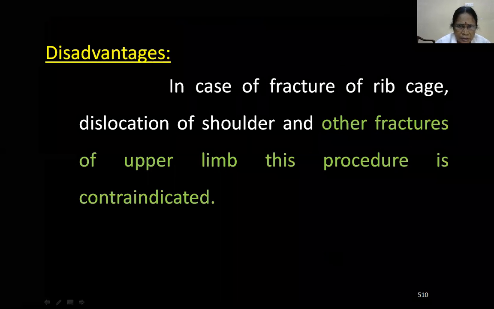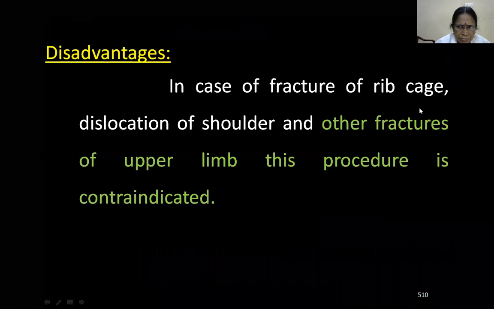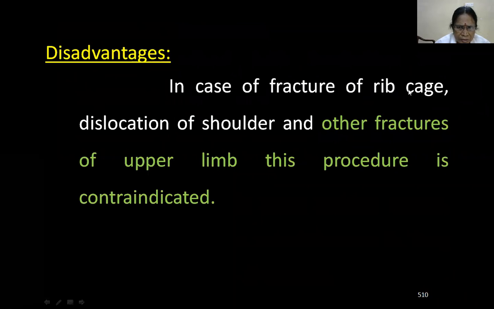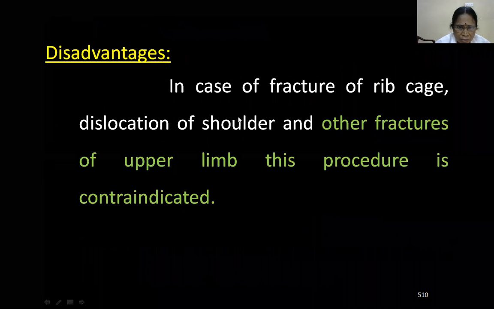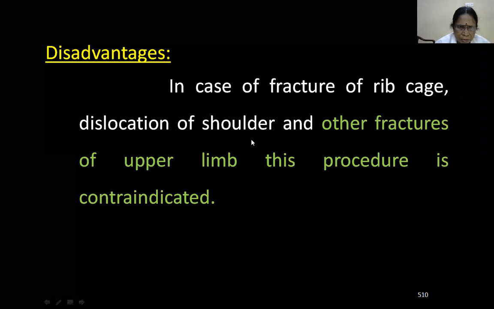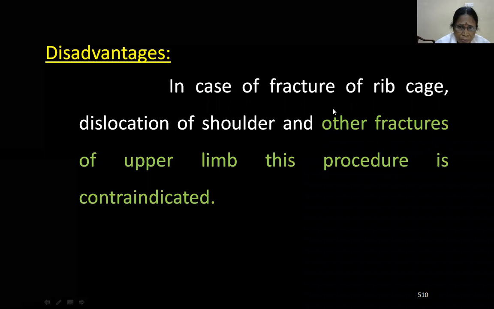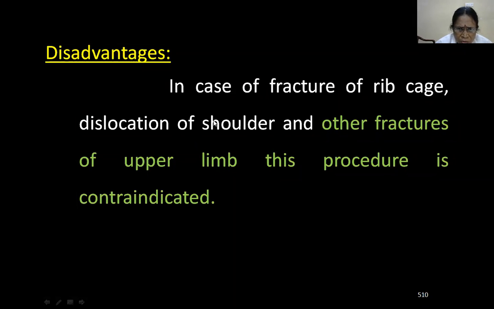Disadvantages: in case of fracture of rib, we cannot do this procedure. Suppose in a road traffic accident the patient is already having a rib fracture, or some dislocation of the shoulder, or other fractures of the upper limb. Then we cannot do this procedure because the shoulder has to be folded, the hands have to be lifted during inspiration, and we are applying pressure on the ribs. All these things are not possible if the patient is already having some fractures like this, therefore this procedure is contraindicated in those patients.